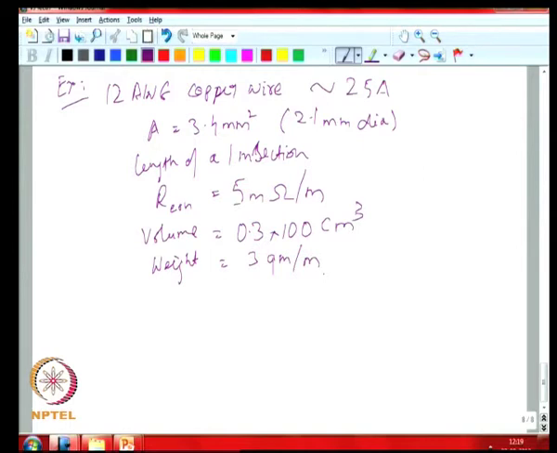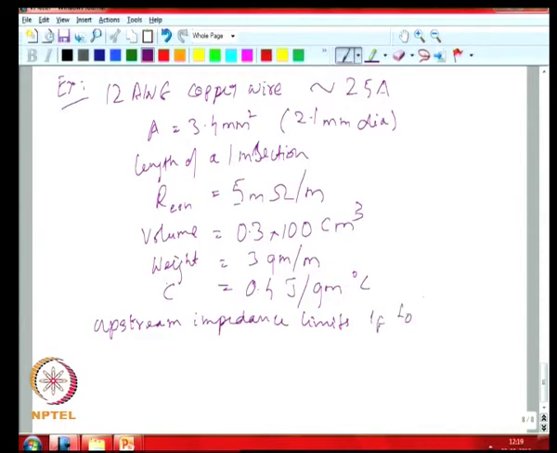If you look at the specific heat, this turns out to be 0.4 joules per gram per degree centigrade. And if you look at the fault current level, the fault current level is limited by the upstream impedance, to 500 amps. So, it is about 20 times its ampacity.